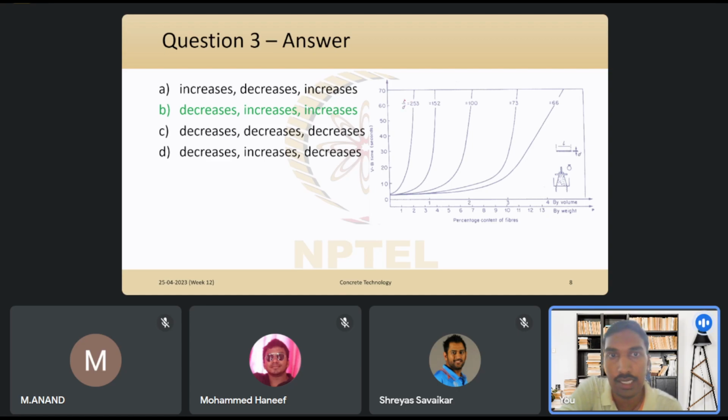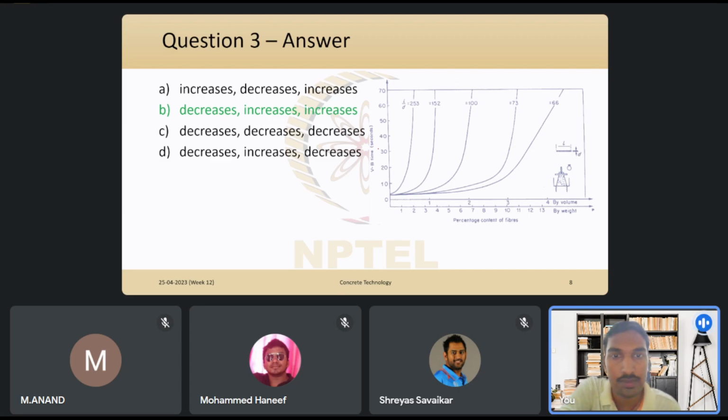So the ratio of the length to the thickness is your aspect ratio. We have different curves for different aspect ratios, and it shows how the workability varies as your fiber content varies. What we see is that for every aspect ratio, as the percentage content of the fiber increases, your VB time is becoming larger, right? That is the trend that we are seeing.